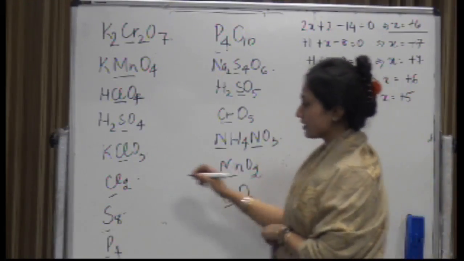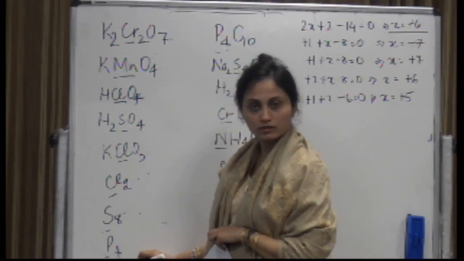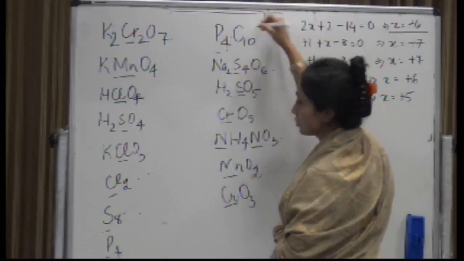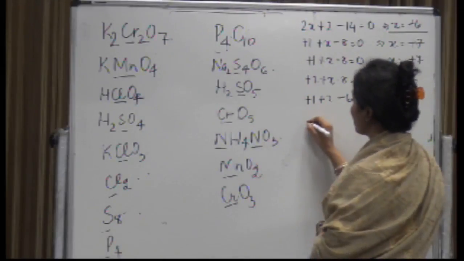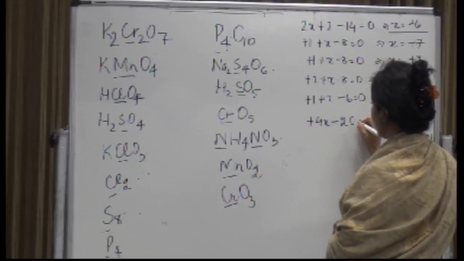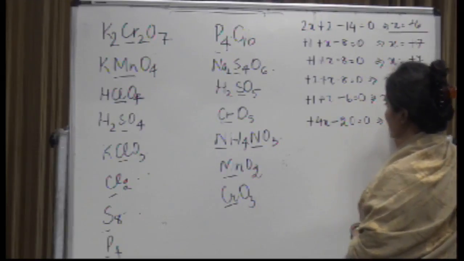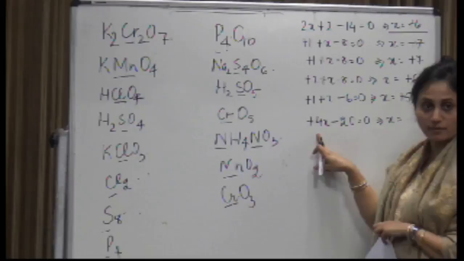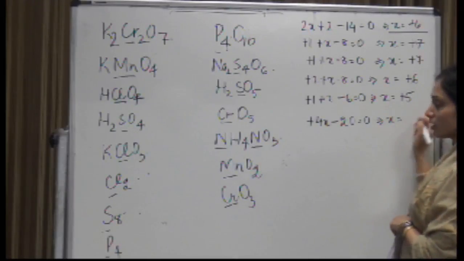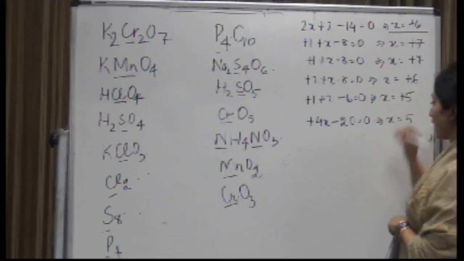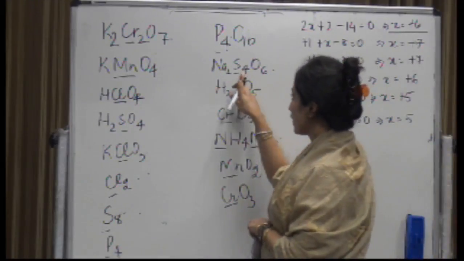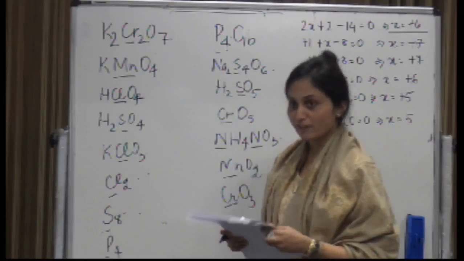So 0, 0, 0, so you become a hero. So you have P4O10. In that, P4 means plus 4x minus 20 is equal to 0. This implies x, this is for P4O10, I repeat, this is for P4O10. So your x will be equal to plus 20 divided by 4, that's 5. So phosphorus is in plus 5 oxidation state.